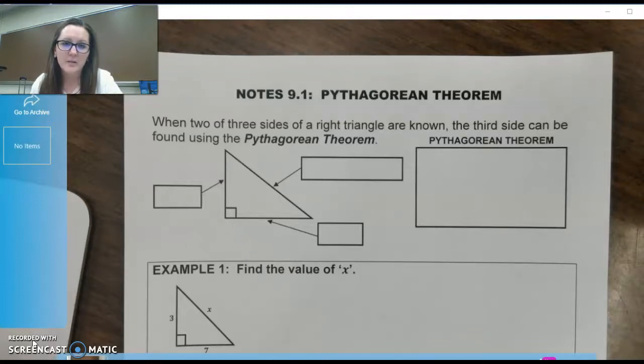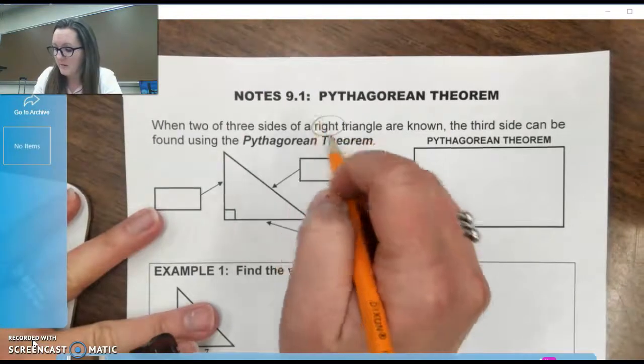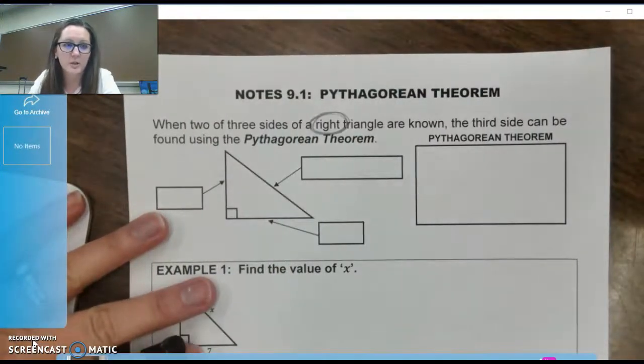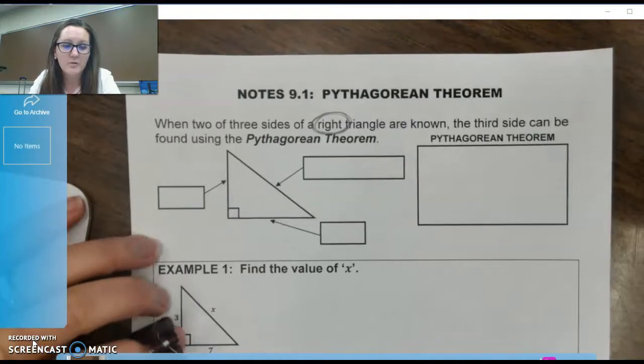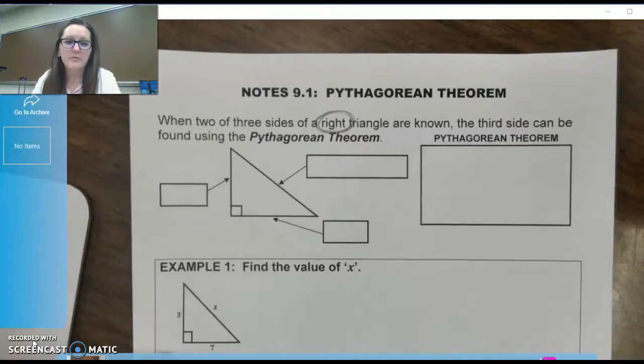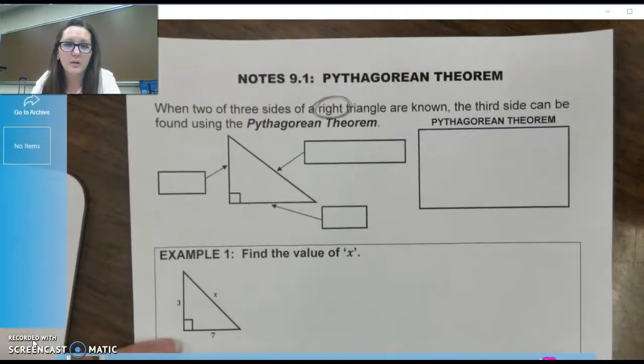Today we're going to be talking about the Pythagorean Theorem. And when we're talking about the Pythagorean Theorem, we're only talking about right triangles. So you can only use the Pythagorean Theorem with right triangles. If you have your notes with you, you can follow along with me here. Otherwise, make sure that you get a journal and fill out notes as I go along.